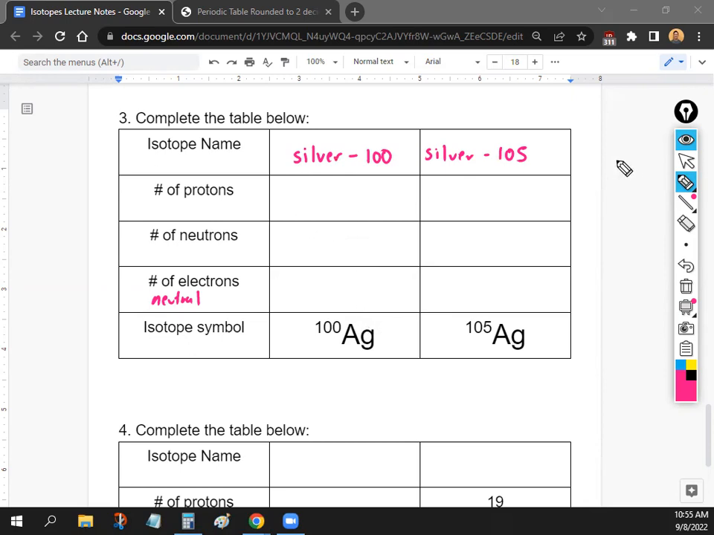All right, let's go to the number of protons. You just look for the number on top of Ag. How many protons does silver have? Yeah, 47. That was really quick. Since they're both silver, it's going to be 47 for both.